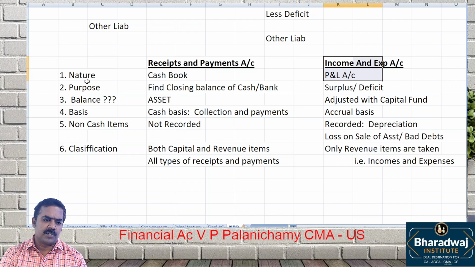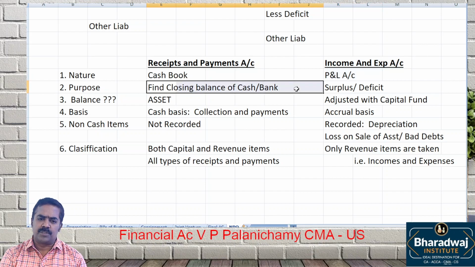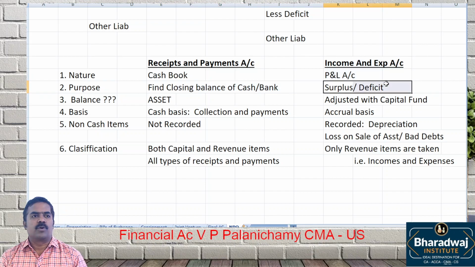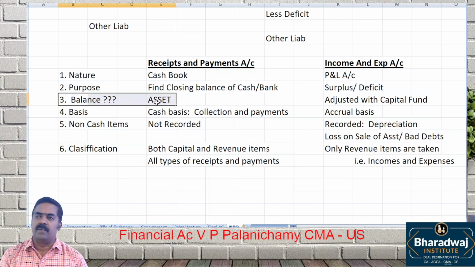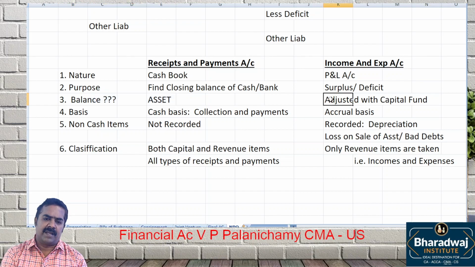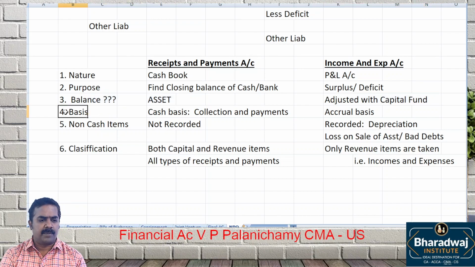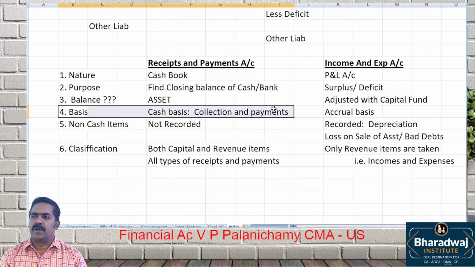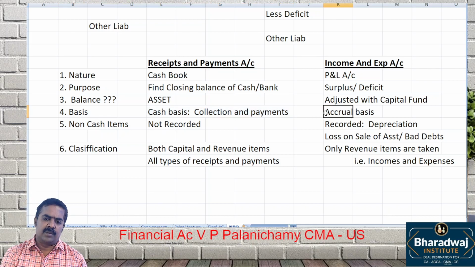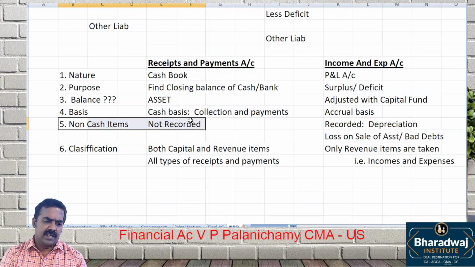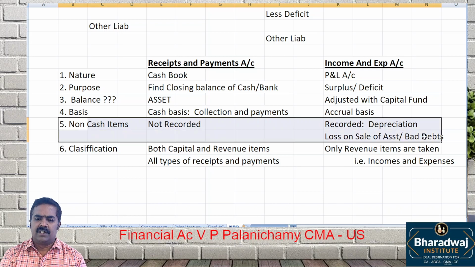What is the purpose? To find out which balance? Closing balance. But with the income and expenditure account, the purpose is to find out surplus or deficit. The balancing figure will be called as asset. Here the balance will be adjusted with capital fund. The basis is which one? Cash basis. The other one is accrual basis. Non-cash items we don't consider, but in income and expenditure account we consider.